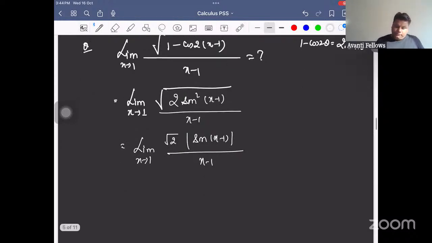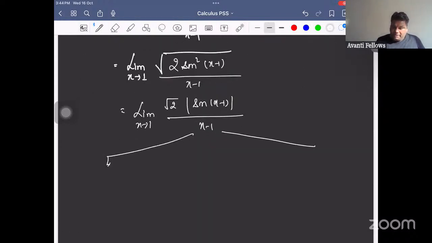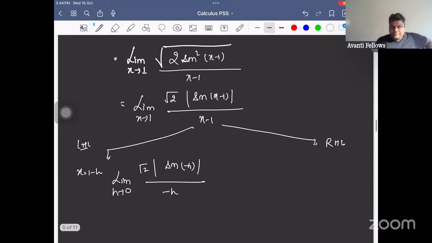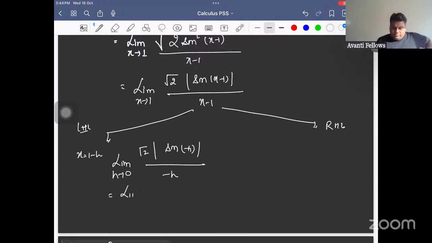Got it? So now, since modulus is there, I have to go with LHL and RHL separately. So for LHL, I replace x as 1 minus h. So it is limit h approaches 0, root 2 times mod of sine of minus h upon minus h. Got it? So it is limit h approaches 0, root 2. Now this minus sign in the numerator will come out and will be absorbed by the modulus. So in the numerator you are left with sin h upon minus h. Sin h by h as h approaches 0 is how much? 1. So the answer is minus root 2.